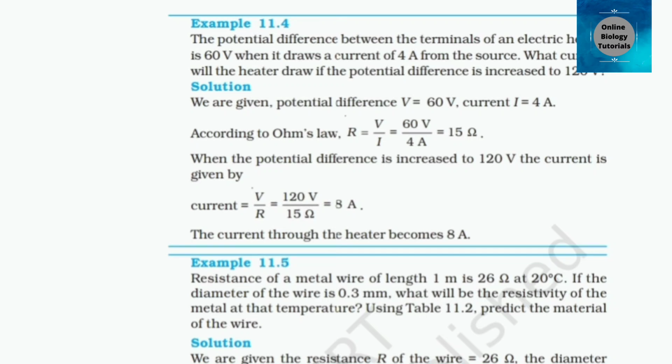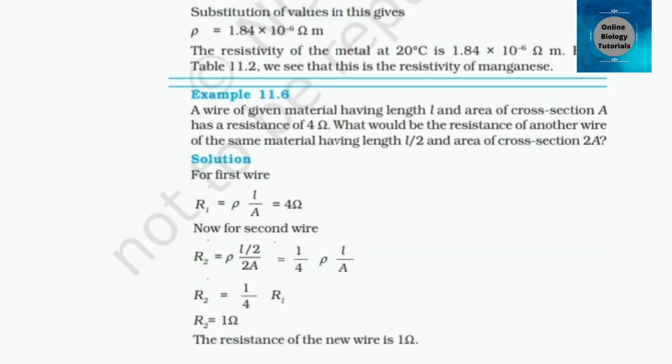Example 11.5. The resistance of a metal wire of length 1 m is 26 ohm at 20 degrees Celsius. The diameter of the wire is 0.3 millimetres. What will be the resistivity of the metal at that temperature? Using Table 11.2, predict the material of the wire. Solution. Kindly check the solution from the book.